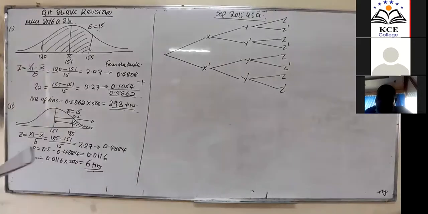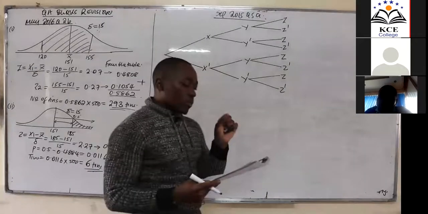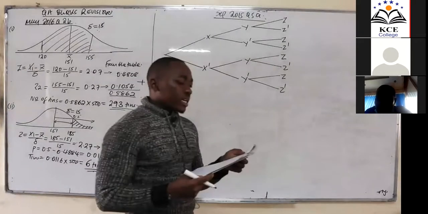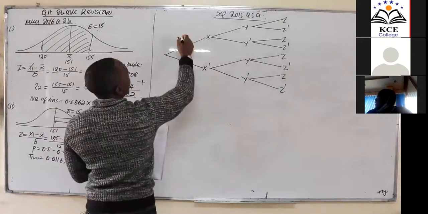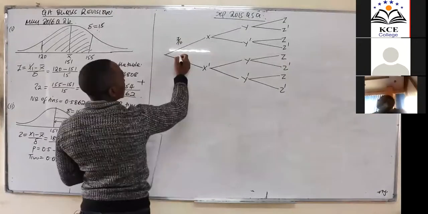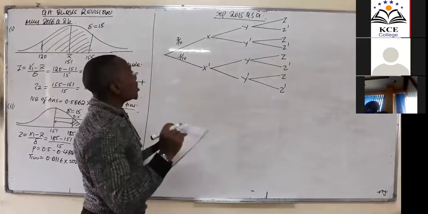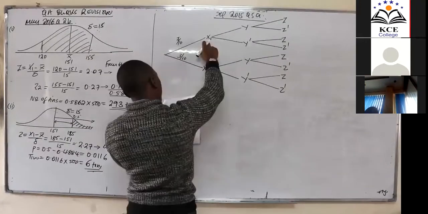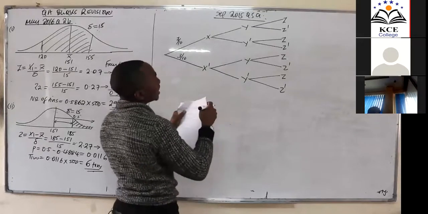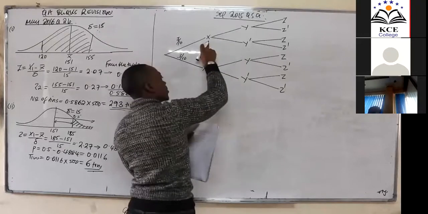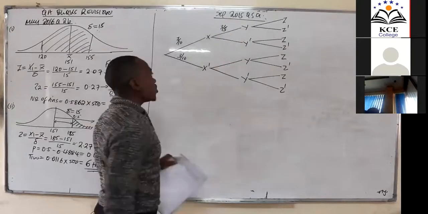So now let's read the question again. A machine is composed of 3 components, X, Y, and Z. The probability that component X is in good working condition is 7/10. That means not being in good working condition is 3/10. If component X is in good working condition, the probability that component Y is in good working condition is 3 over 5. That means Y not being in good working condition is 2 over 5.